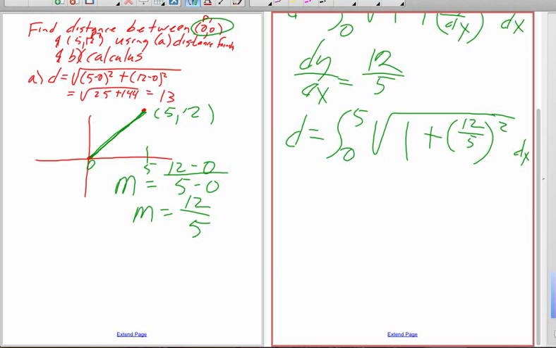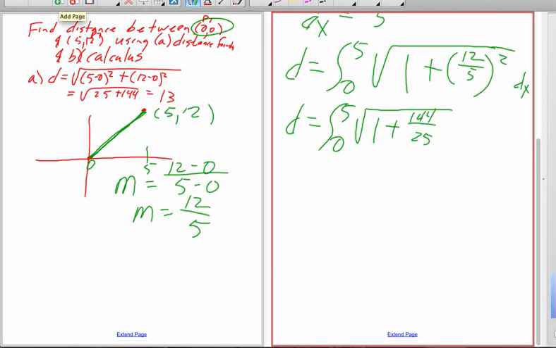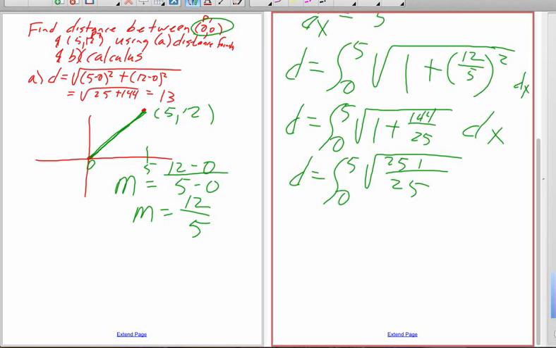So distance is going to be equal to the integral from 0 to 5 of the square root of 1 plus 144 over 25. Get a common denominator, and this is going to become important when we deal with more common ones. Anytime you end up with this, we're going to end up with a common denominator, which will be 25. So distance is the integral from 0 to 5 of the square root of, common denominator is 25, so I'm going to have 25 plus 144.